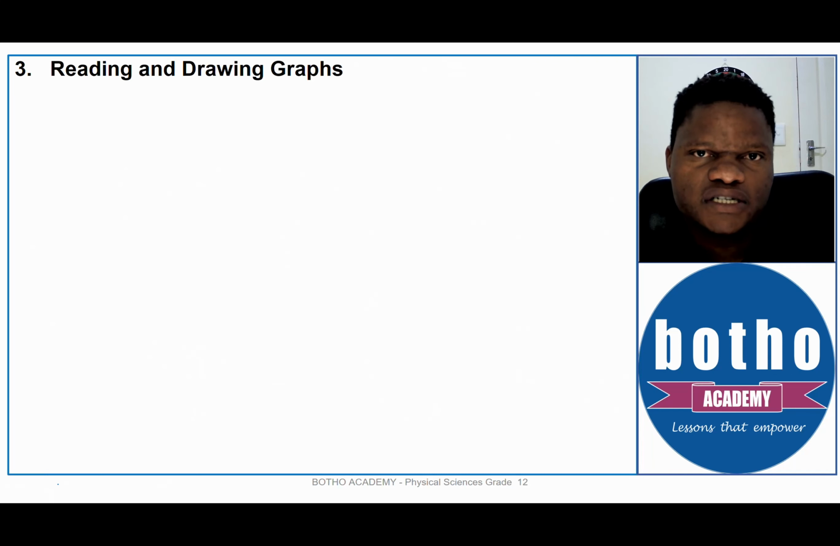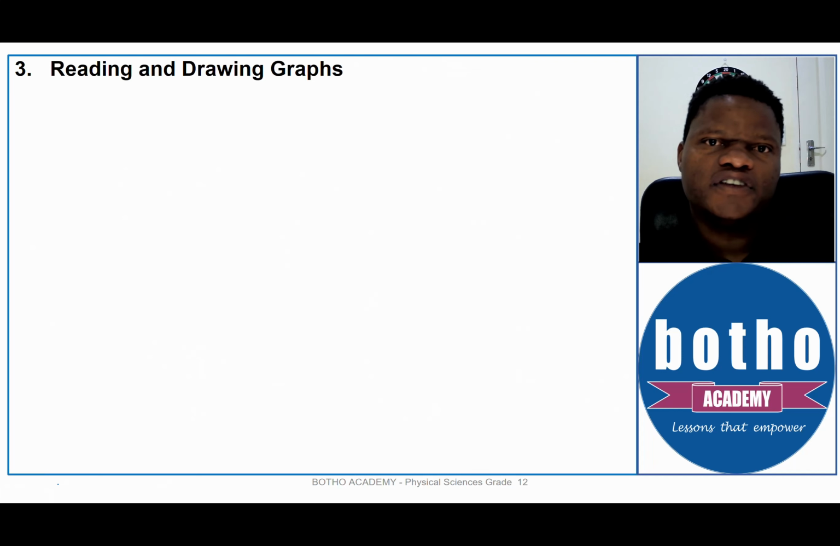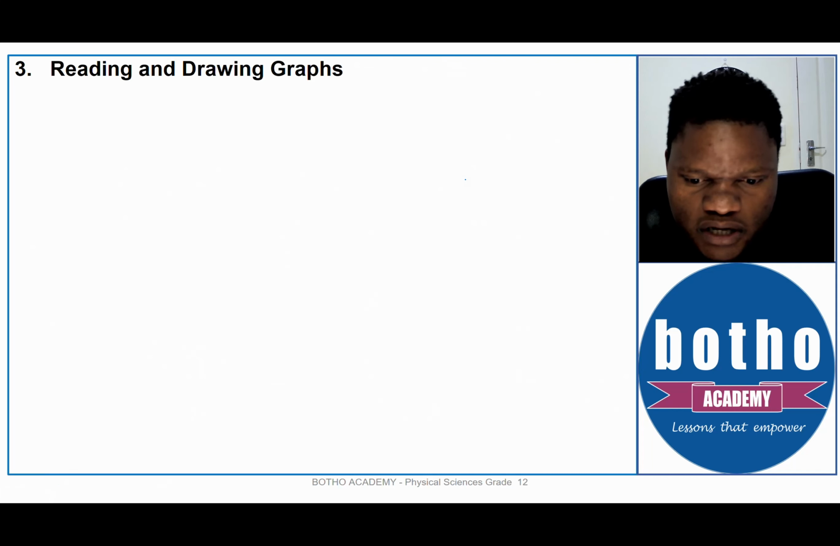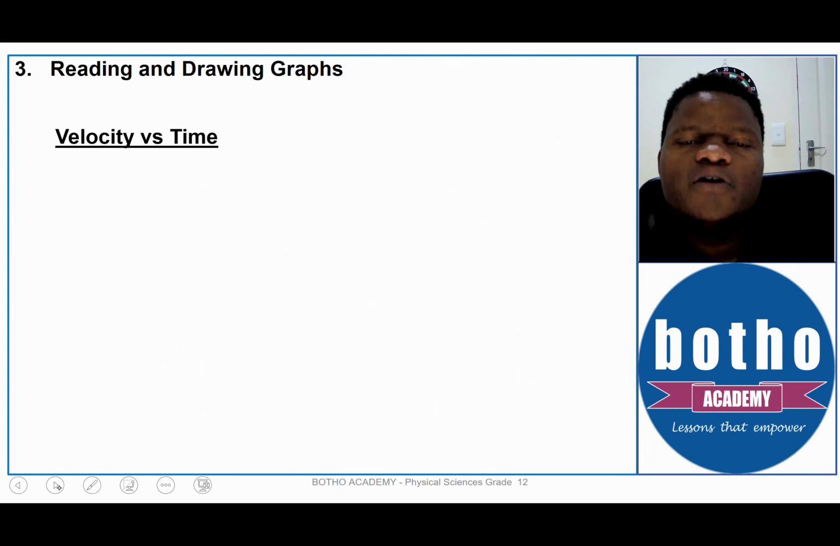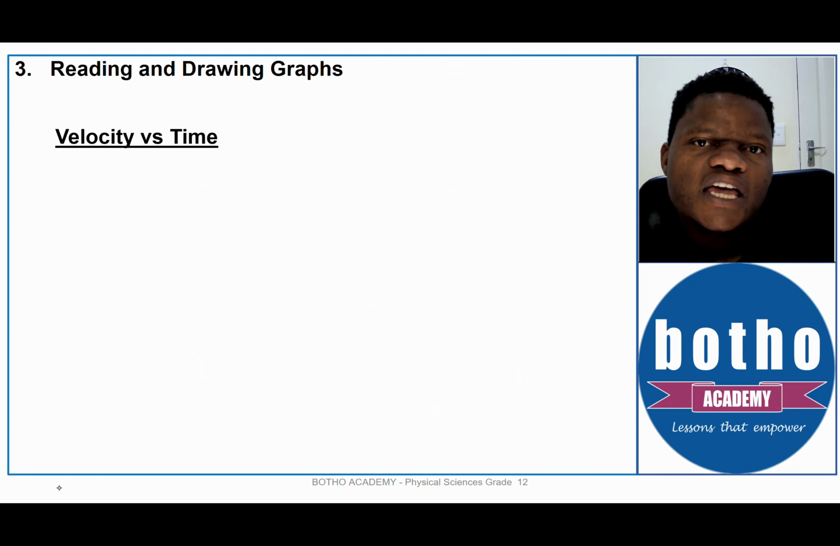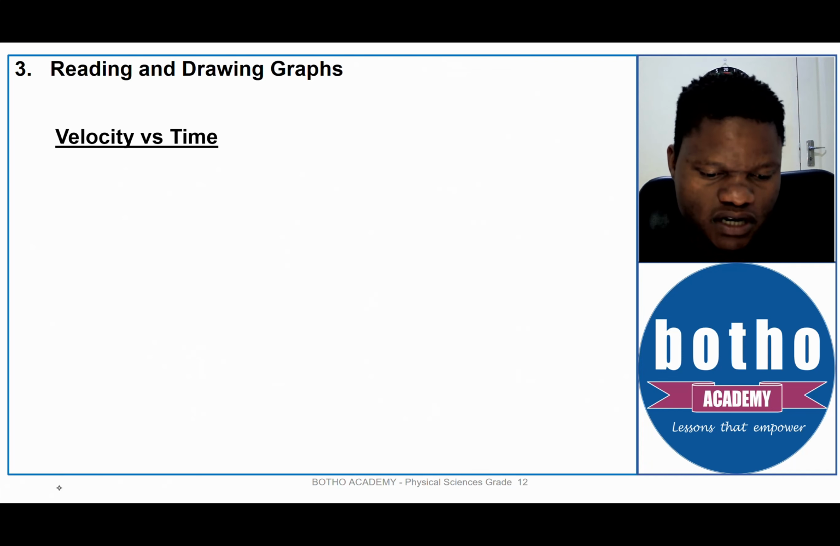And this is a very tricky one for many learners in various phases of physical sciences, whether in grade 10, grade 11, or grade 12. The reading or the drawing of graphs is quite a challenge. Now, I'm going to start with the velocity versus time graph. If you are given the velocity versus time graph, what you are going to see is a straight line graph.